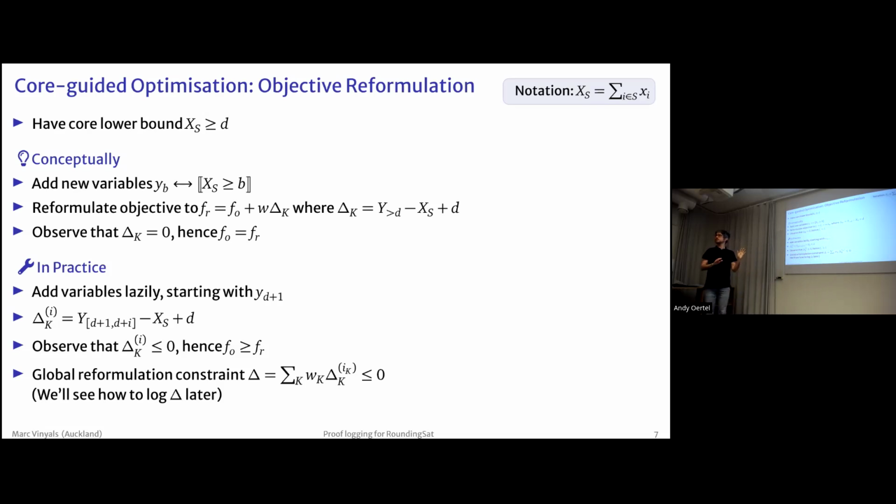Do things make sense so far? Maybe a conceptual question. If you start with y_{d+1}, when do you introduce y_{d+2}? Once you have proven that y_{d+1} is 0? Yeah. So you'll do that when you have another core. And that other core also has y_{d+1} in it, so that it cancels out, and then you know that you have to take the next one. Yeah. Okay.